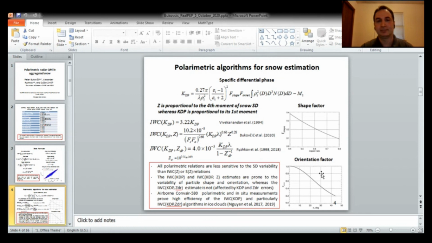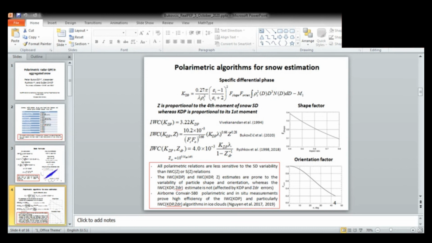Okay, thank you. And this came from KDP, because KDP is prone to this variation in shape and orientation. Yeah. There was another question by Raquel. Yeah, can you hear me? Yes. Okay. So my question was, why do you choose to compare using these cumulative plots instead of using some scatter plots where you can see if the snow rates fit for each time step?